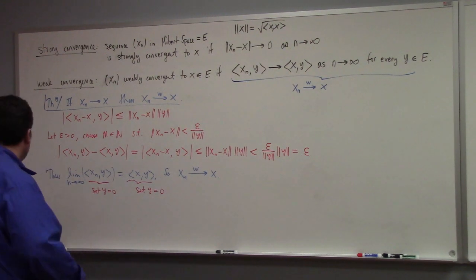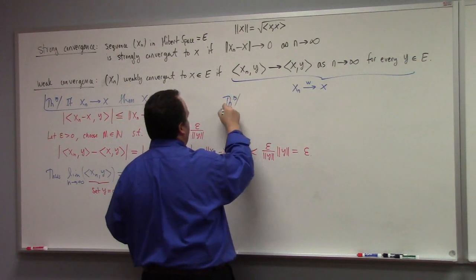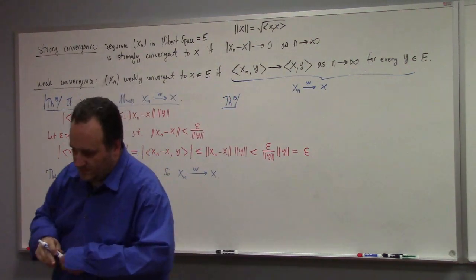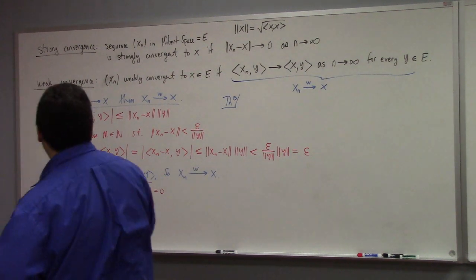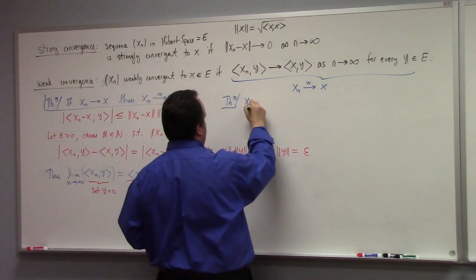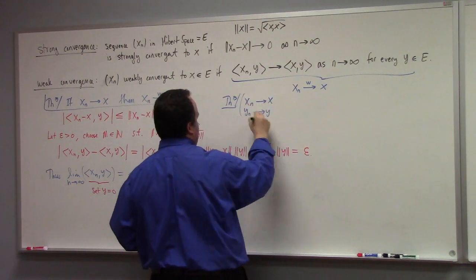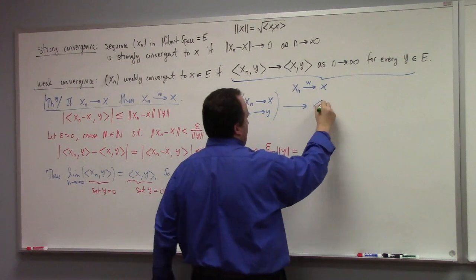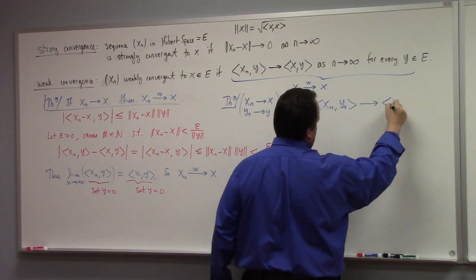Next theorem. The next theorem is that if xn goes to x and yn goes to y, what do you think happens? Put these two things together, and you get that the inner product of xn with yn goes to the inner product of x with y.